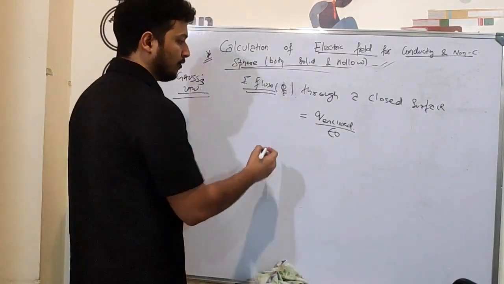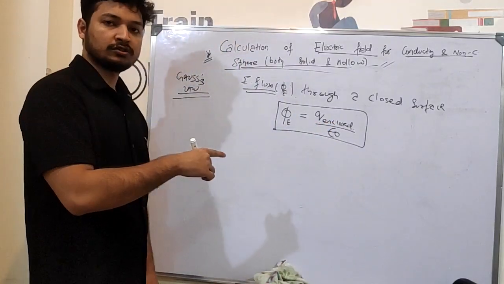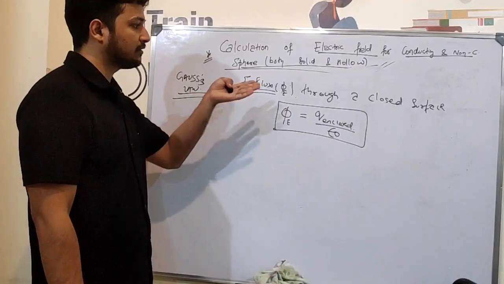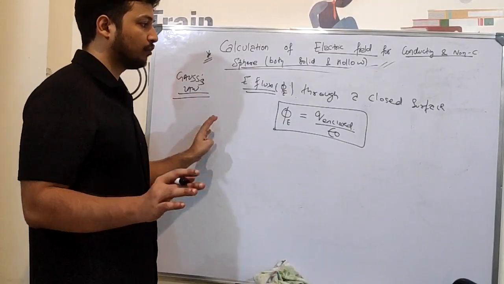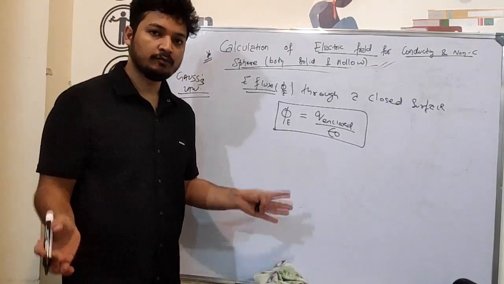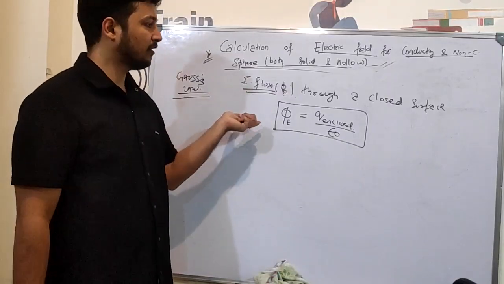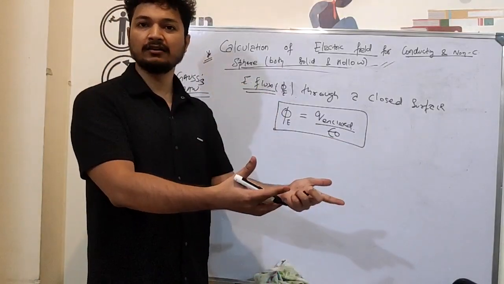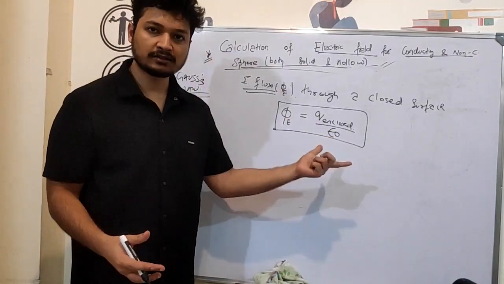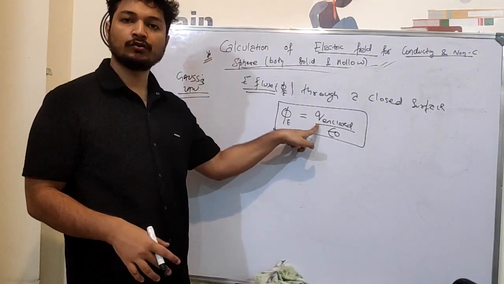So the value of flux, represented by phi, according to Gauss law will be equal to q enclosed divided by epsilon naught. If you want to know about electric flux and Gauss law in detail, I will make another video about both those things. But essentially for our purposes, electric flux is nothing but flow of electric field. And what Gauss law says is that the net electric flux through a closed surface will always be equal to the total charge enclosed by that closed surface divided by epsilon naught.